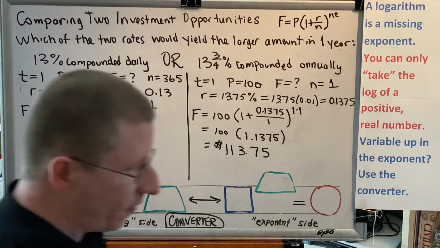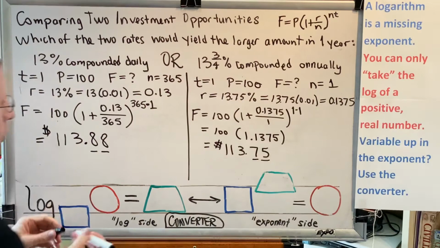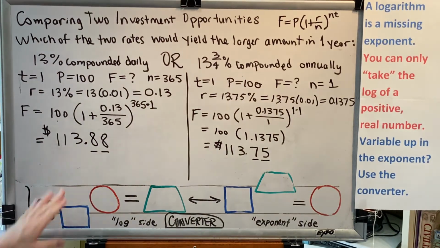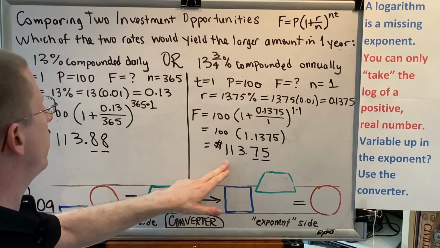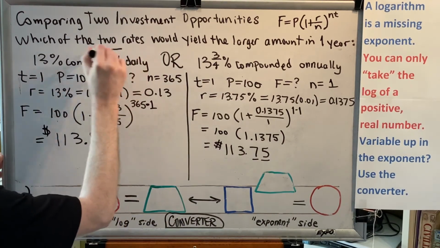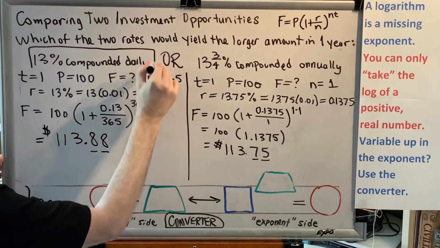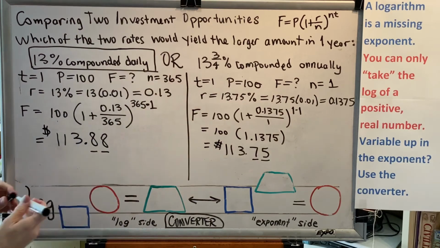So now we just have to compare our two investment opportunities and ask ourselves which one generates the most money. Well, this is $113.88. This is $113.75. And so for that reason, 13% compounded daily is the better investment opportunity, but only by 13 cents.